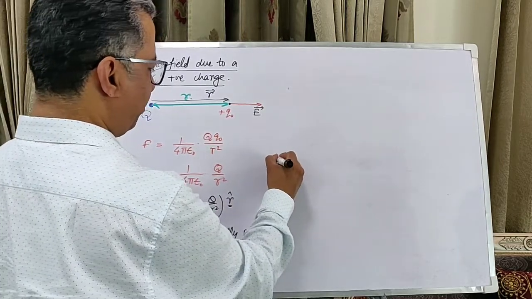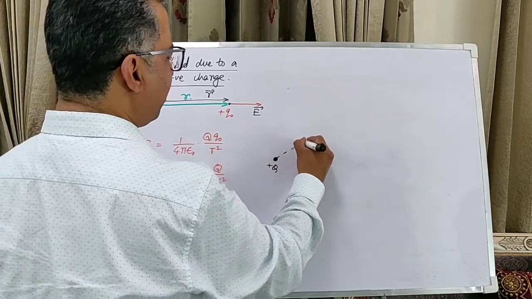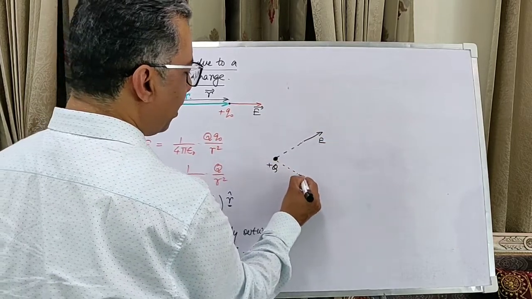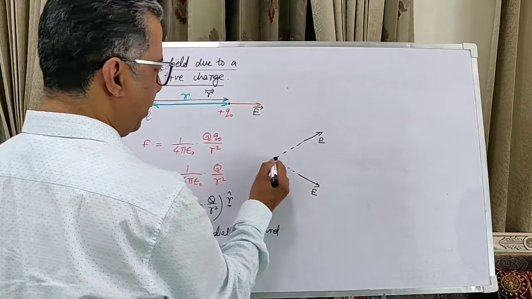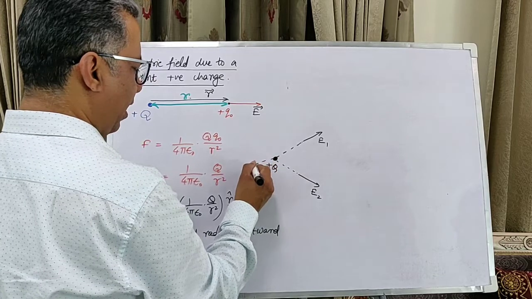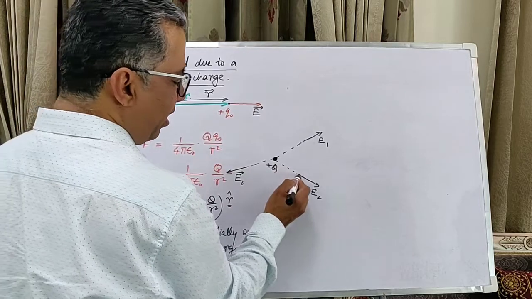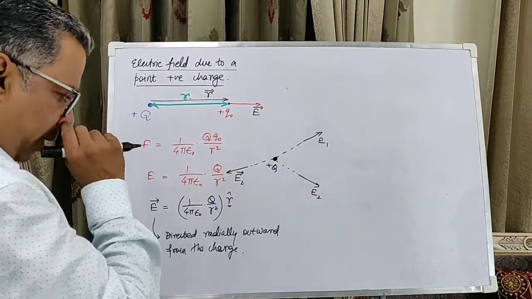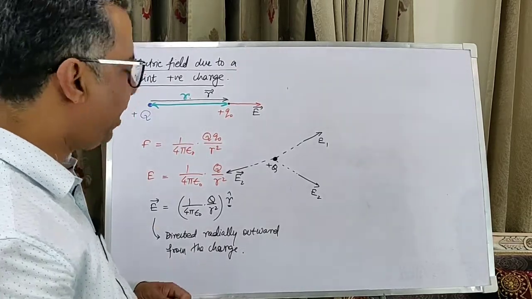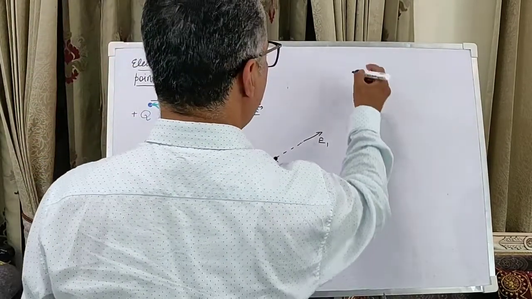So if we have a positive charge plus Q at any point at all, the electric field would be directed radially outward from it. Of course, at different locations it will have different magnitudes, it will have different directions and so on, but everywhere the direction will be radially outward from it. Now what if the charge was a negative charge? So that's the next discussion.